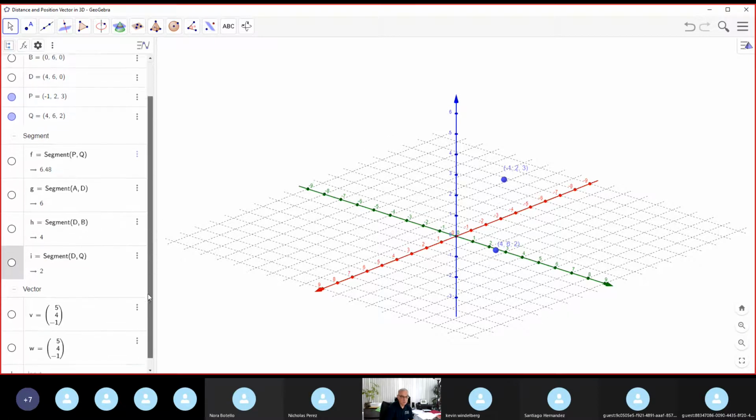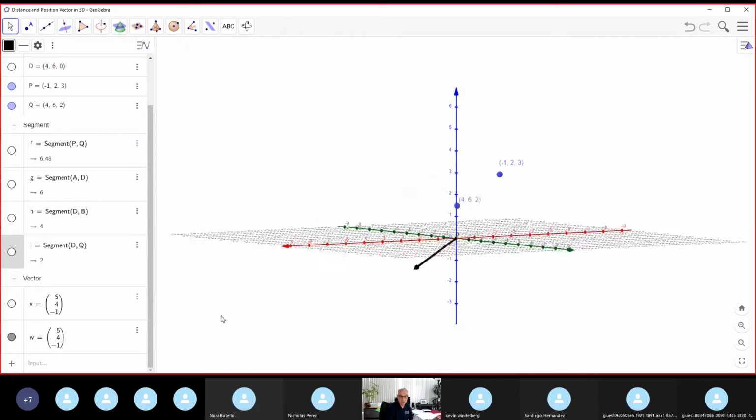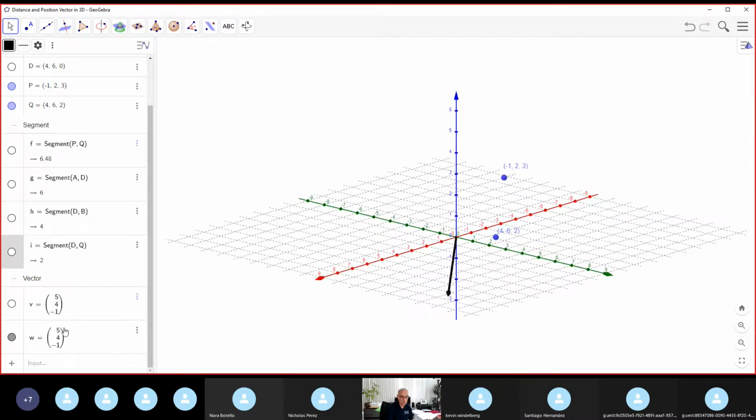Now, position vector. Position vector, do you remember? Okay, it was (5, 4, -1), right? It's a vector like that. Boom. No, this vector. And when you type in GeoGebra the components 5, 4, -1, GeoGebra supposes that the tail of the vector is (0, 0, 0), the origin.